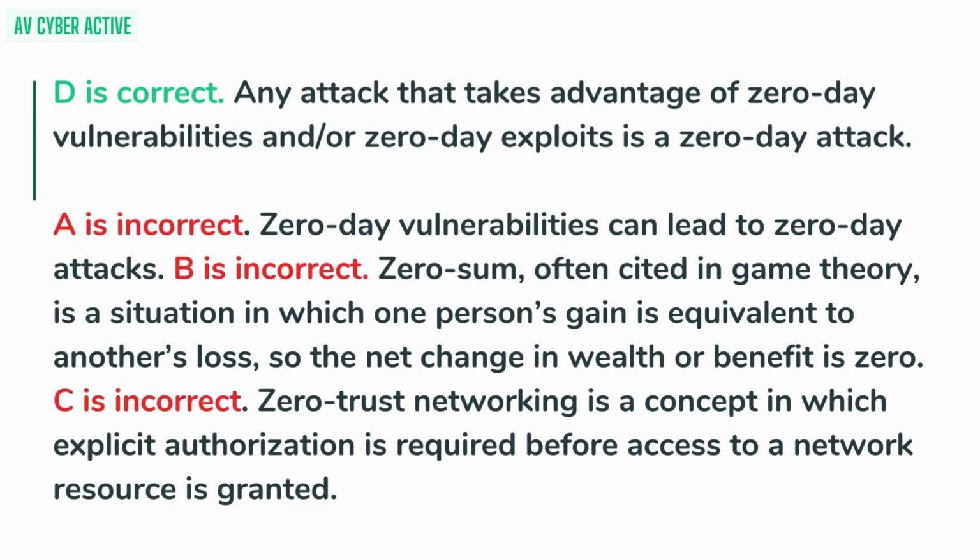A is incorrect. Zero-day vulnerabilities can lead to zero-day attacks. B is incorrect. Zero-sum, often cited in game theory, is a situation in which one person's gain is equivalent to another's loss, so the net change in wealth or benefit is zero. C is incorrect. Zero-trust networking is a concept in which explicit authorization is required before access to a network resource is granted.